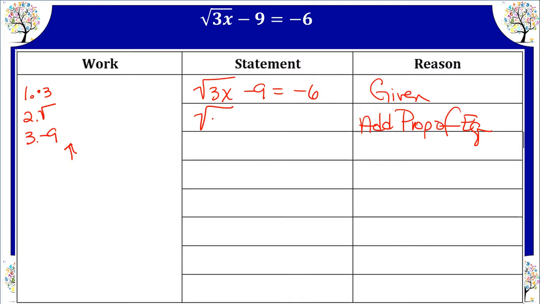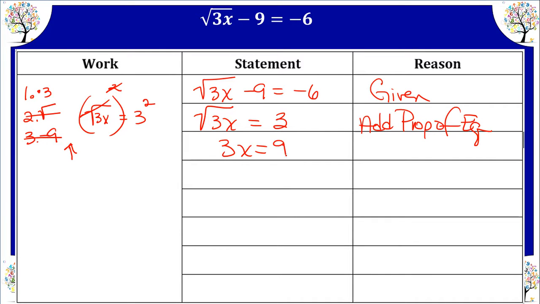And this gives us the square root of 3x is equal to a positive 3. Now to undo taking the square root, you square it. So this is what this looks like. I'm going to square the left and I'm going to square the right. So squaring undoes square rooting. So I'm left with 3x is equal to 9.